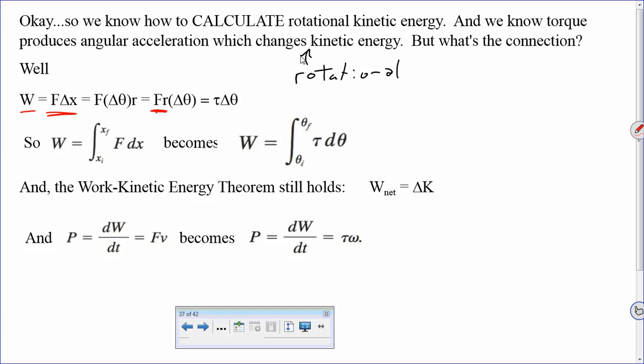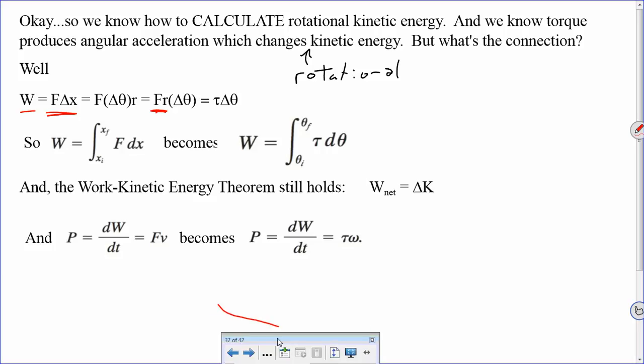And when we talked about power, we learned that power was the rate at which work was being done. And we learned that you could calculate instantaneous power, and I should probably note that this is instantaneous.